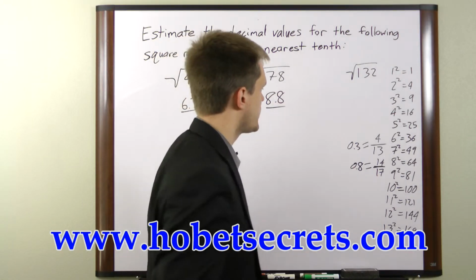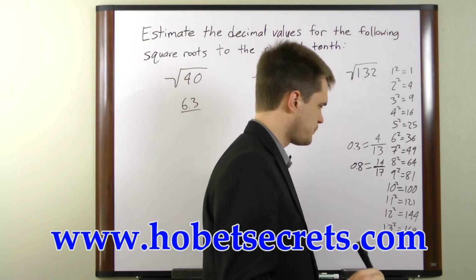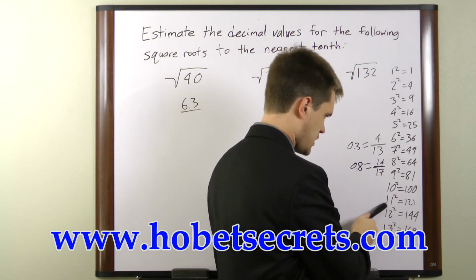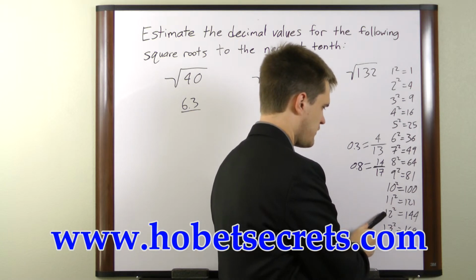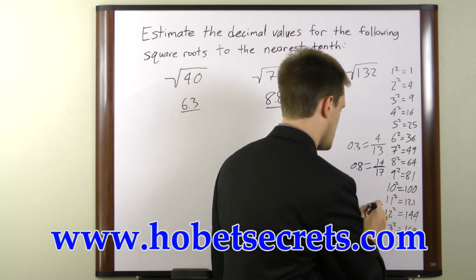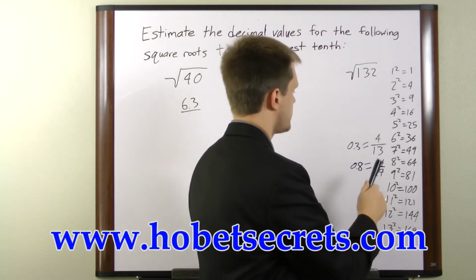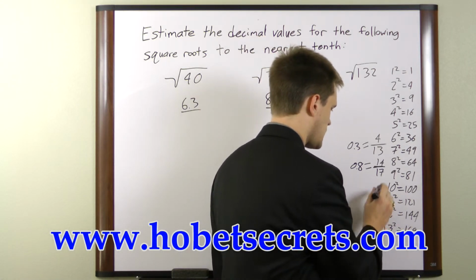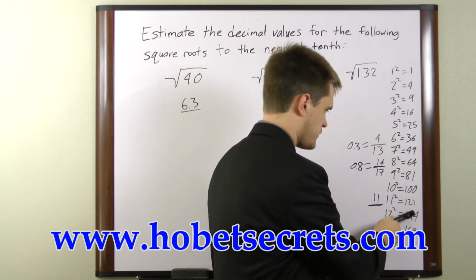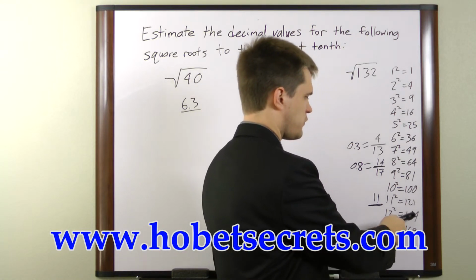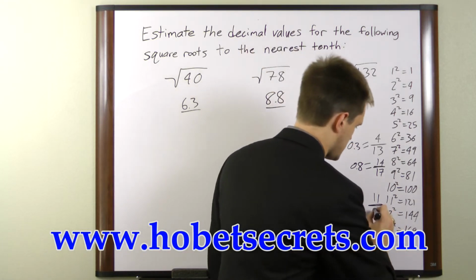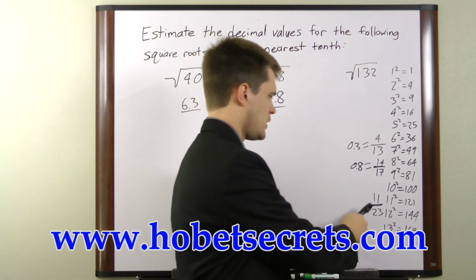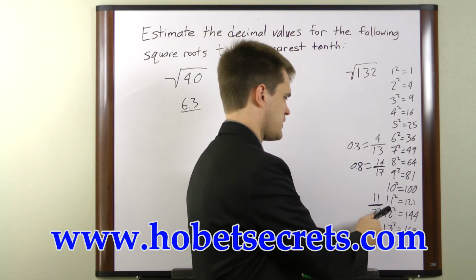And in this final one, we have the square root of 132. Square root of 132 falls right along here, so it's going to be between 11 and 12. 132 is 11 more than 121, and there's a difference of 23 between 144 and 121. So the square root of 132 is going to be about 11/23 of the way from 11 to 12.